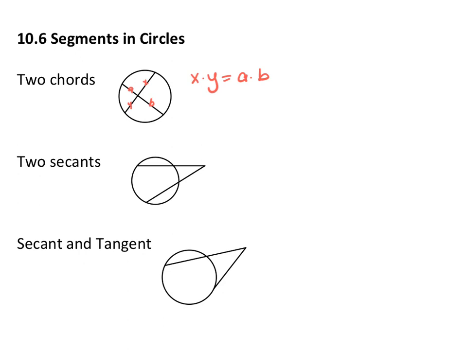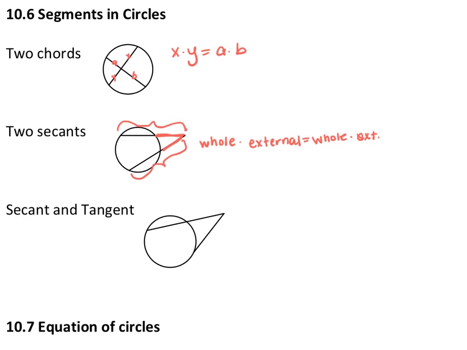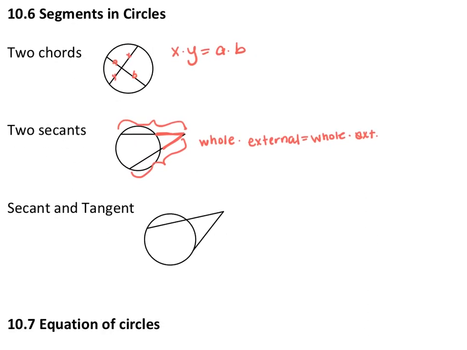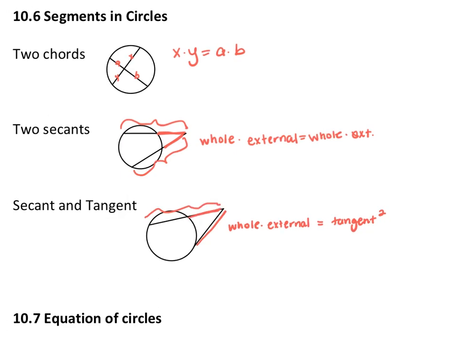The secants is whole times the external equals the whole times the external. So it would be the whole segment times this external part equals the whole segment times its external part. And the secant and the tangent is whole times external equals tangent squared. So here's my tangent. I would do that squared equals this whole segment times its external part.